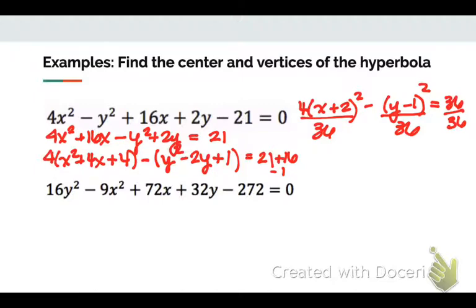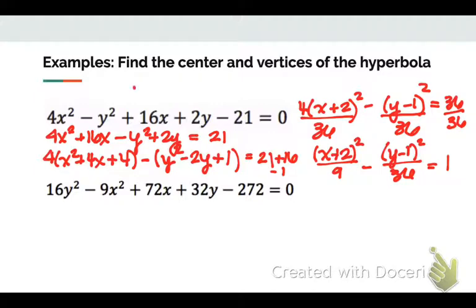Now I'm looking at the fraction 4 over 36. The fraction 4 over 36 is going to be 1 over 9. So (x plus 2) quantity squared over 9 minus (y minus 1) quantity squared over 36, there's nothing to simplify there, is equal to 1. So your center for this one is going to be at negative 2, 1.